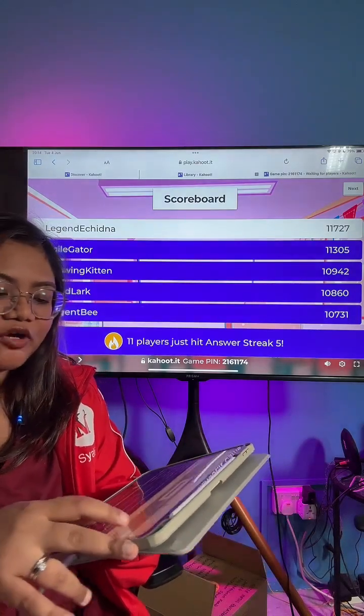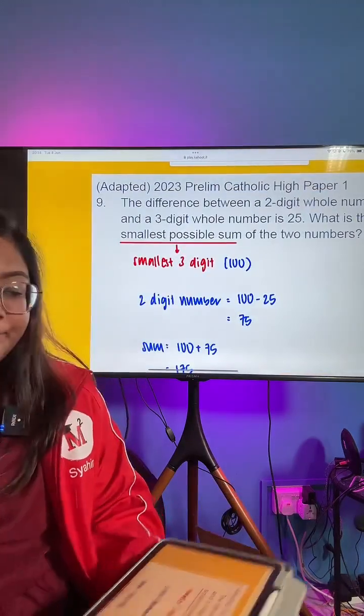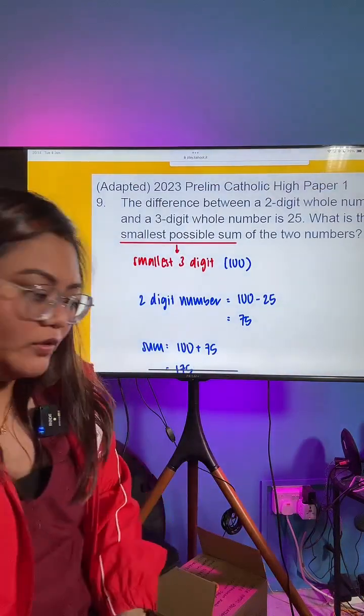Let me explain this question, okay? I'm sure some of you are a little bit confused. Let me explain here. Now, because I want the smallest sum, I need the bigger number, the 3-digit, to be very, very small, right?